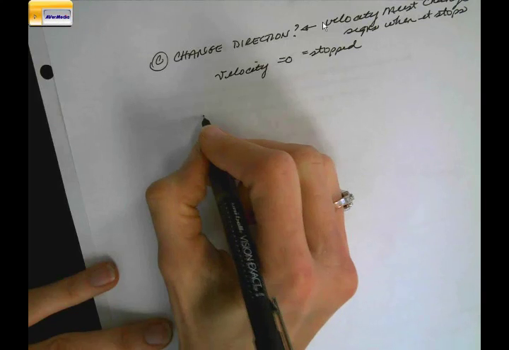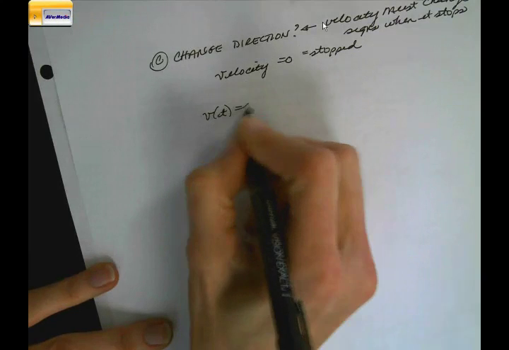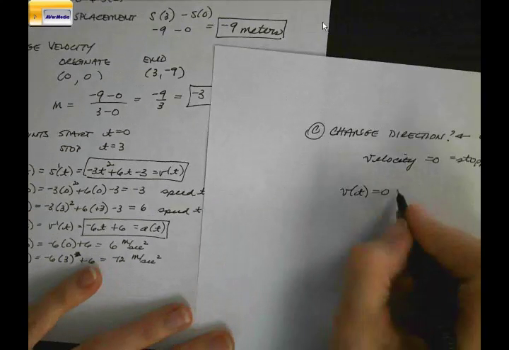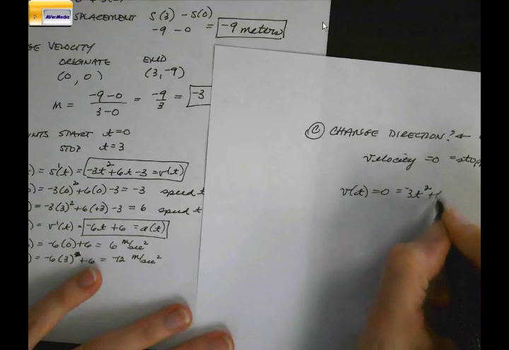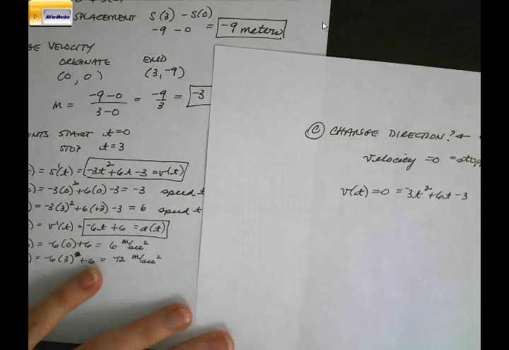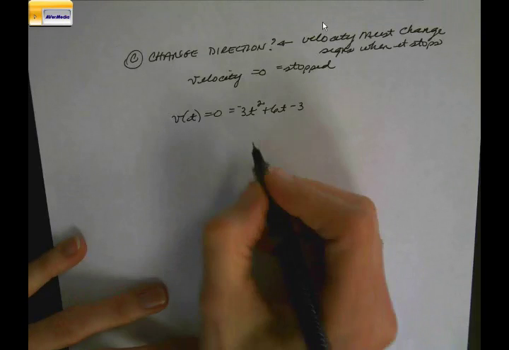What is going on here? Okay, so the first thing we do is we figure out where the velocity equals 0. Where is it stopping? Our velocity was negative 3t squared plus 6t minus 3. That's our velocity, and we want to set it equal to 0 to figure out at what time, how many seconds in, it stopped.